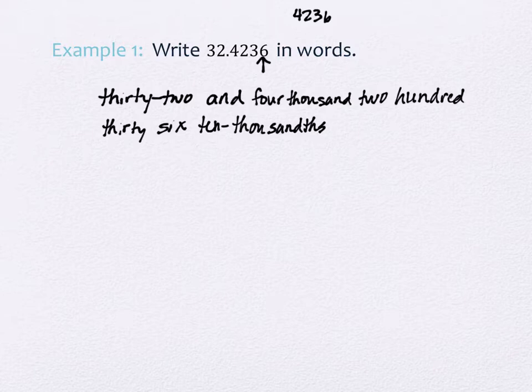Does that make sense to everyone? So you're writing the number on either side as though you were writing a whole number. The only difference when you're writing the values on the right-hand side is identifying what place value you end at.